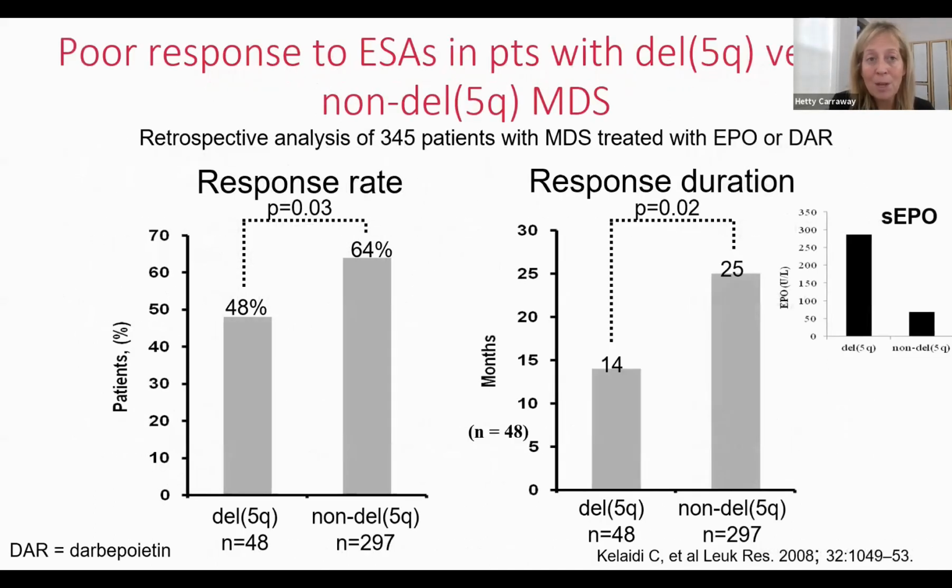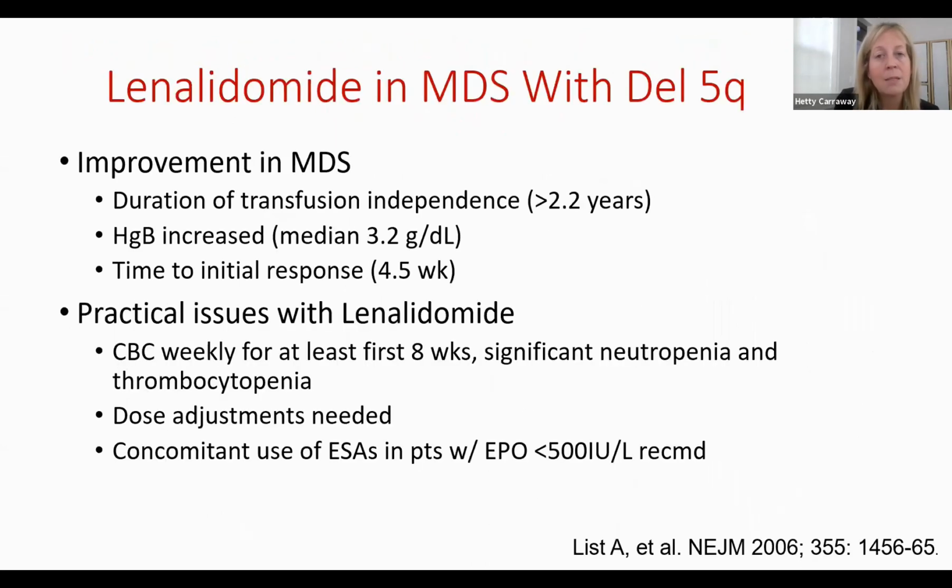We know, however, that there is a poor response to ESA-based therapy in patients with del(5q). And we're specifically talking about patients with del(5q) because I'm going to be talking about lenalidomide. So we know if we use an ESA, if a patient has a del(5q), it's not that they can't respond. You see here that the response rate for del(5q) is 48% versus non-del(5q) to ESA 64%. But the duration of that benefit is less in those patients that have a del(5q) compared to those with non-del(5q). So in that particular patient, what would we then turn to?